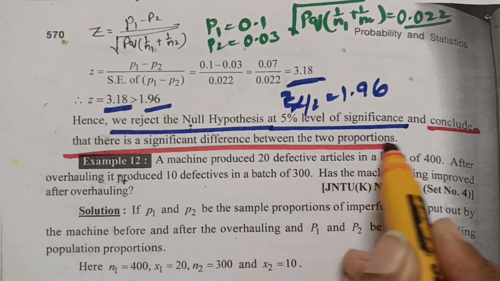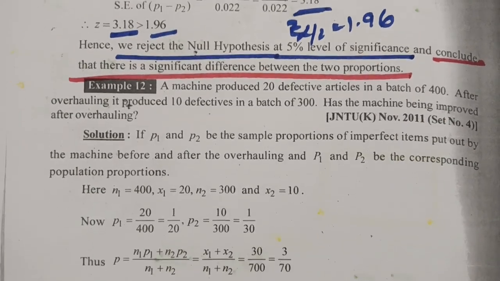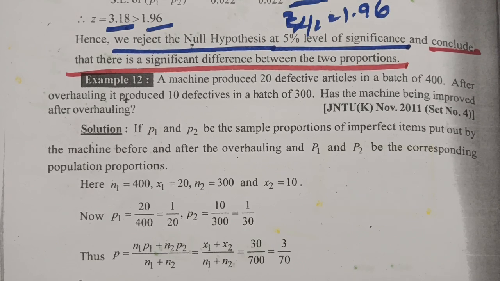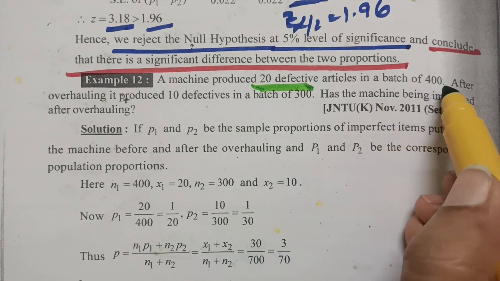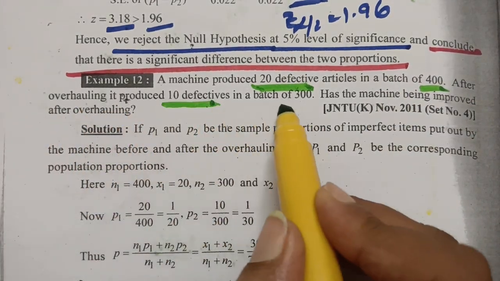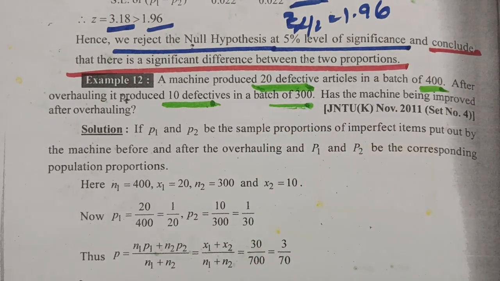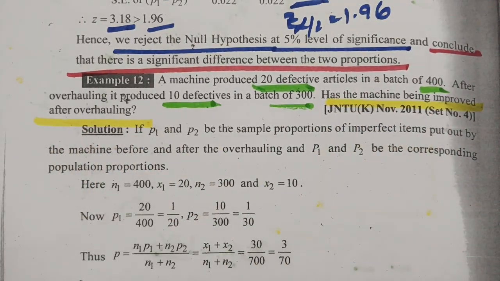There is a significant difference between the two proportions. And the next question here is the 12th question. A machine produced 20 defective articles in a batch of 400, and after overhauling it produced 10 defectives in a batch of 300. So what do we have to solve here? Has the machine been improved after overhauling?